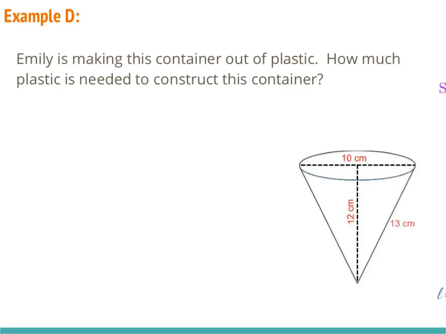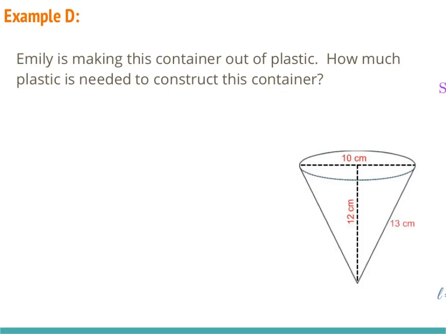So since we're talking about making this shape out of plastic, or having all of the plastic that we need for the shape, we know that this is surface area. So now we just need to figure out what type of shape we have. We can see it's pointy at the top there, or at the bottom because it's upside down. So that's either a cone or a pyramid. And this time I do see a circle around the bottom, so I know that I have a cone.